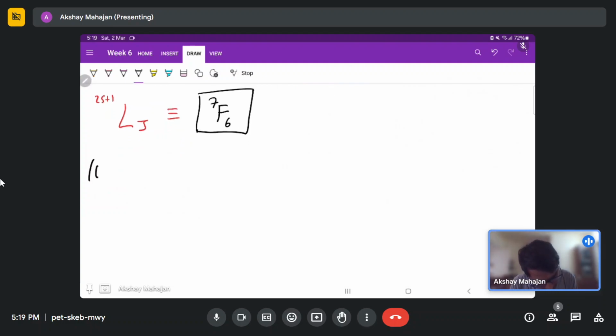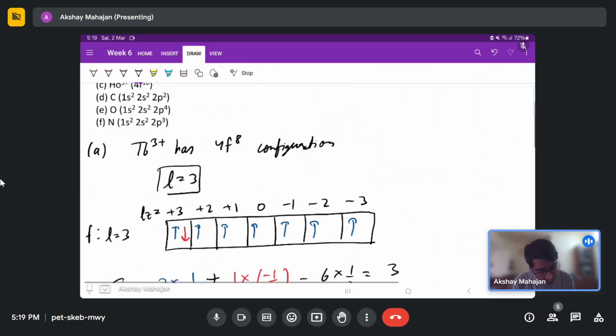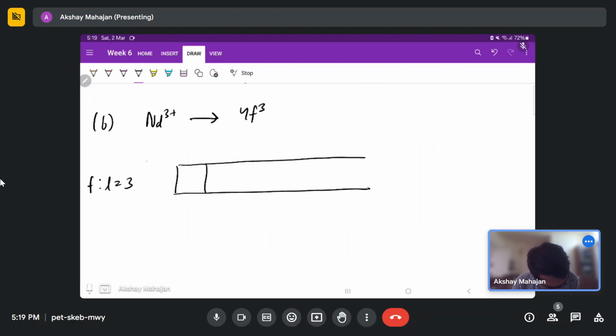Okay, then we go to the B part. Now for the B part we have Nd3+, which has configuration 4f3. Again we have f, so L is equal to 3 and thus the Lz value goes from minus L to plus L, so plus 3, plus 2, plus 1, 0, minus 1, minus 2 and minus 3.